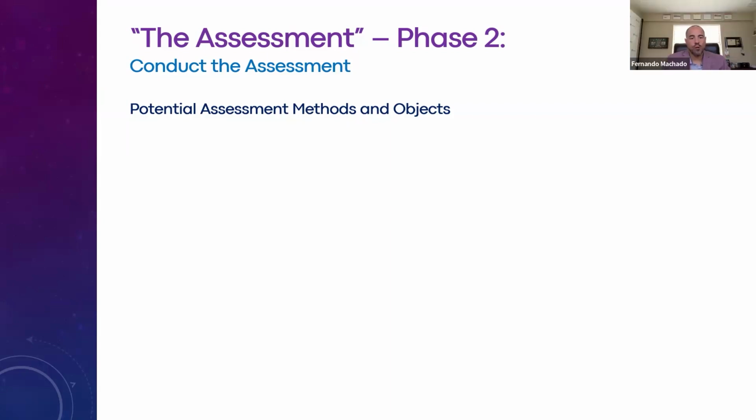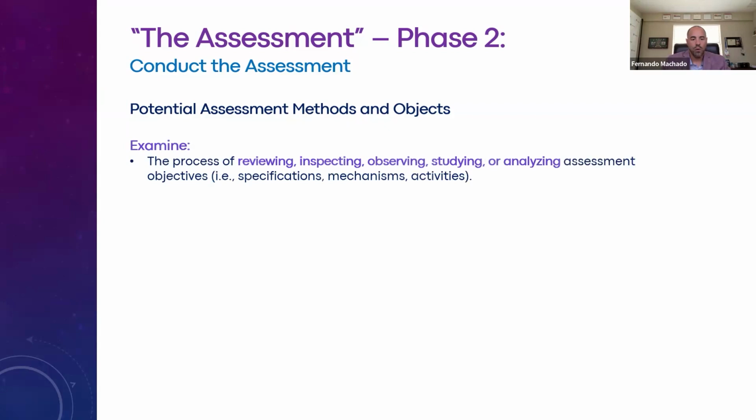Yeah. So when you're going through your assessment, your C3PAO, the lead assessor, is going to go through what's called potential assessment methods and objects for each of your assessment objectives, right? So first, they can either examine, right? So the process of reviewing, inspecting, observing, studying, or analyzing assessment objectives. So these are going to be things like your policies, your procedures, any work instructions, and configurations during live demonstrations.